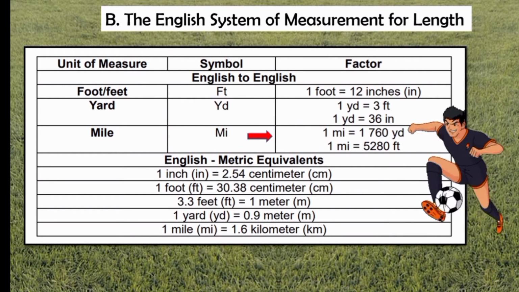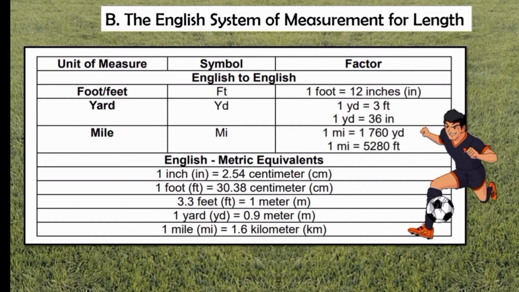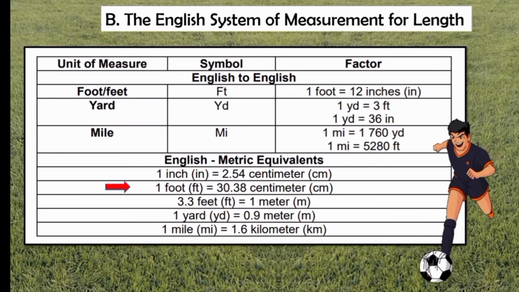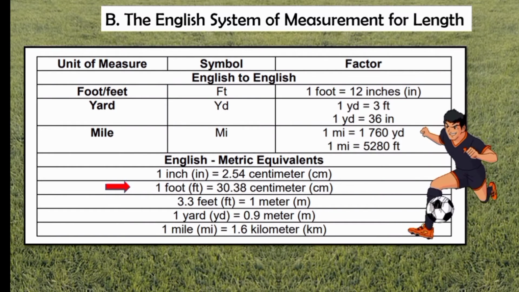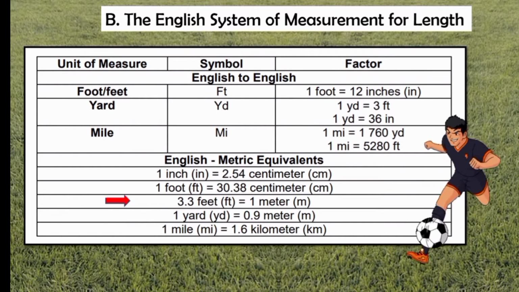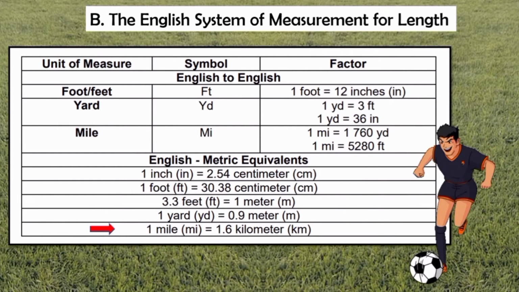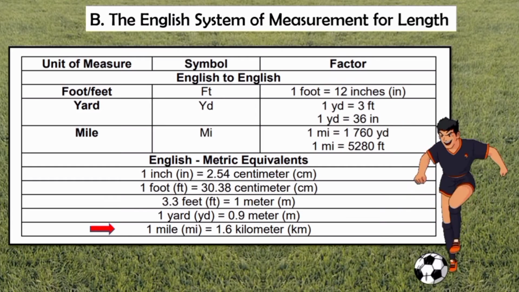Next is mile or MI. For every 1 mile, we have 1,760 yards, or for every 1 mile, we have 5,280 feet. Now let's proceed to English to metric equivalents. 1 inch is equivalent to 2.54 centimeters. Next is 1 foot is equivalent to 30.38 centimeters. Then we have 3.3 feet is equivalent to 1 meter. For 1 yard, we have 0.9 meter. And lastly, 1 mile is equivalent to 1.6 kilometers.